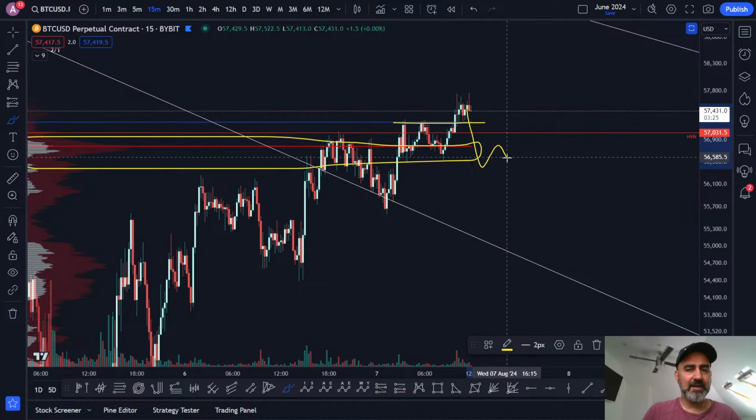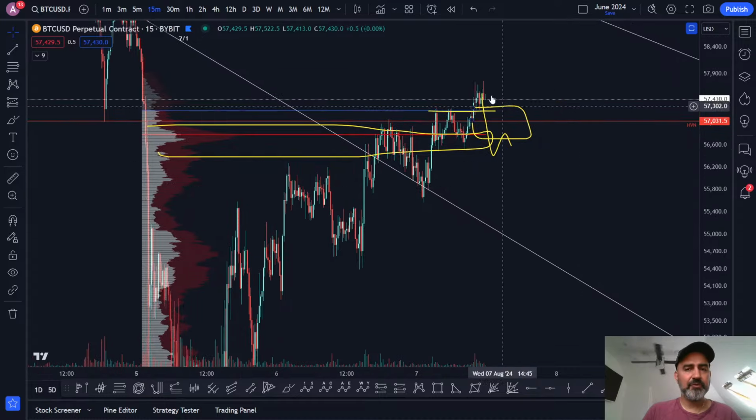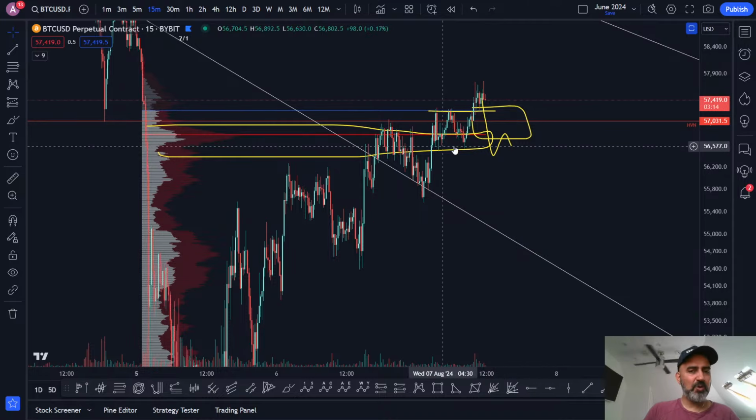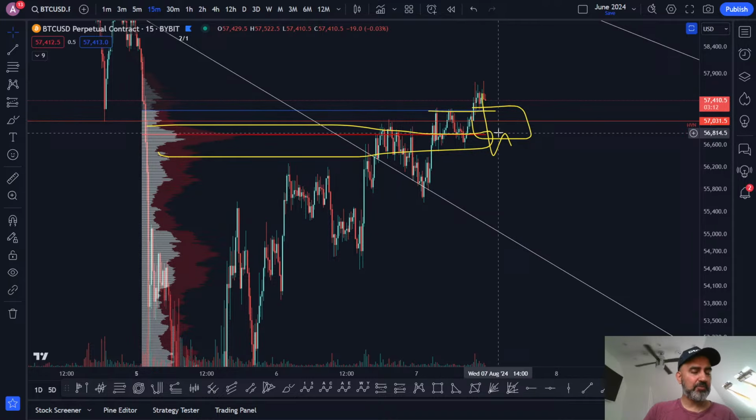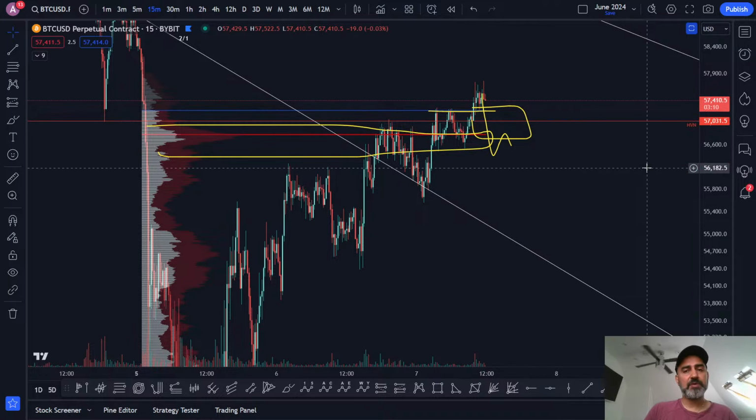If you head back down and you lose the point of control, you're in a little bit of trouble here, because you've lost the point of control, you've lost the value area high, you're back in the range, and you've lost this high volume node. So this is quite an important area that the price needs to hold as support for continuation.